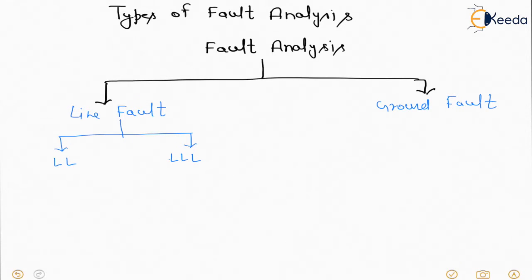And what is ground fault? If we are having a fault in which there is definitely the involvement of ground, then that fault will be considered as ground fault. We can take the example of SLG, the second one is double LG, and the third one is triple LG. So these are the types of fault based on ground and line conductor.